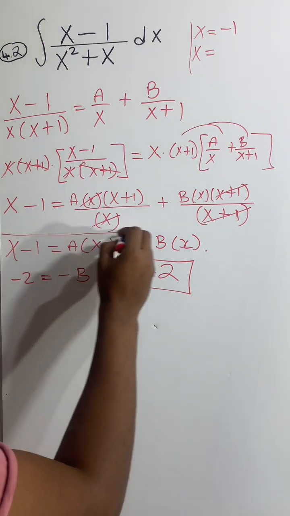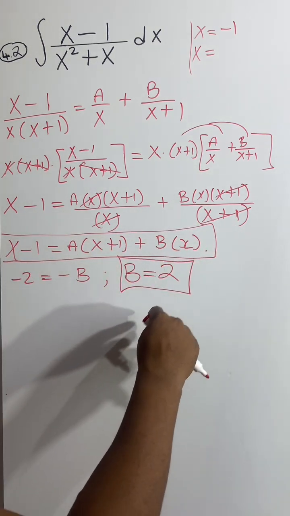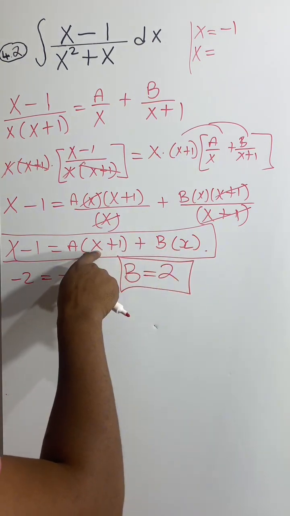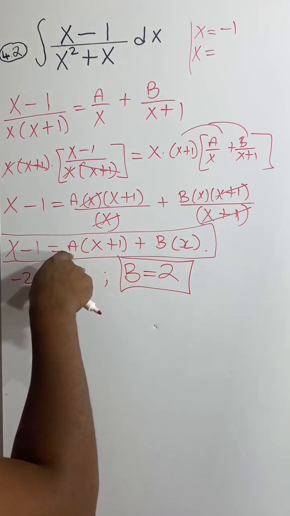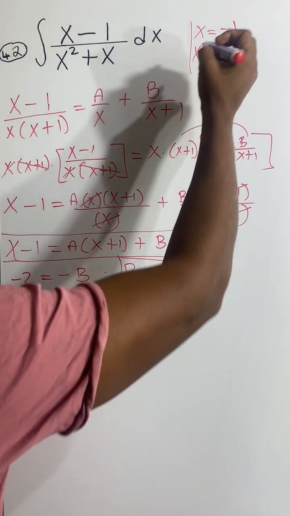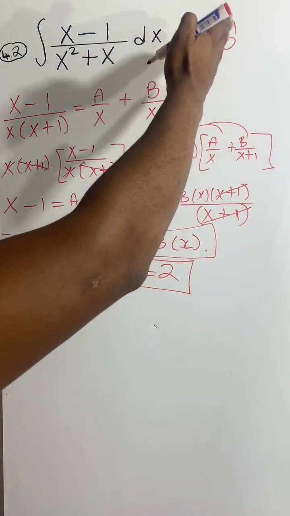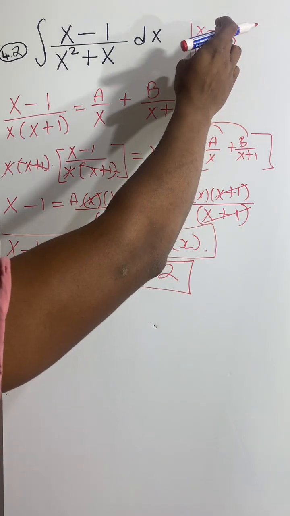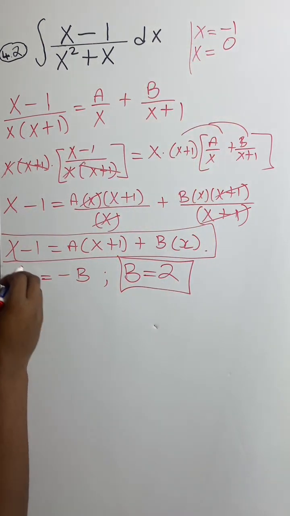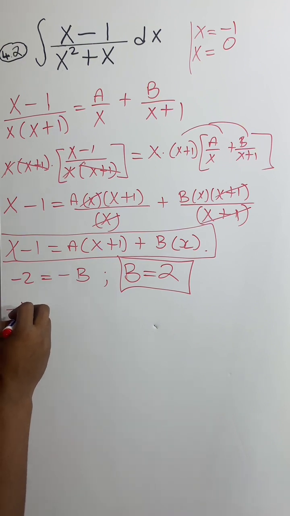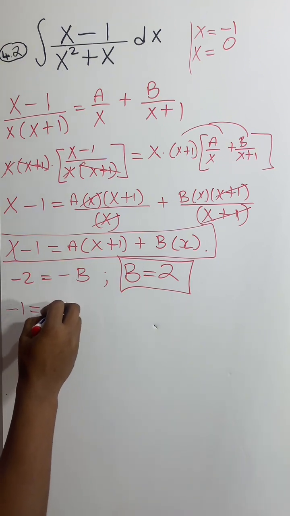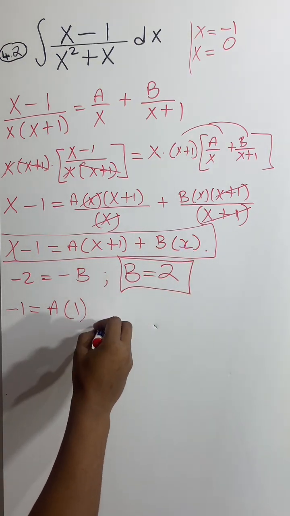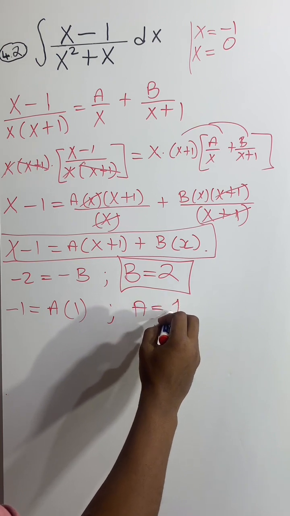The other number that you can work with is 0, because if we substitute 0 here, 0 multiplied by b will be 0, and that will give us an opportunity to determine the value of a. You can choose any number for x, but the easiest numbers that you can work with are -1 and 0. So 0 minus 1 will be equal to -1. 0 plus 1 is equal to 1. 0 multiplied by b is equal to 0. So a will be equal to -1.